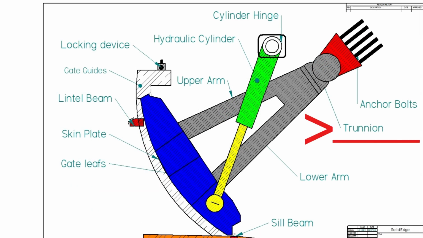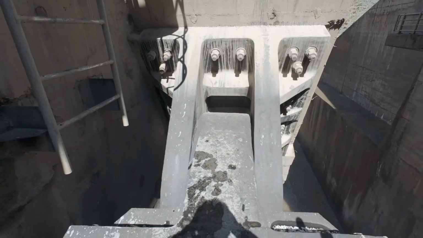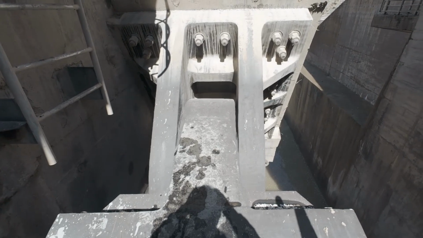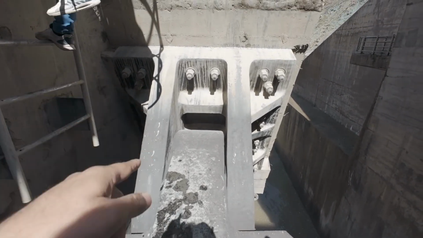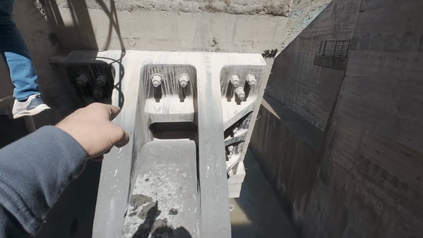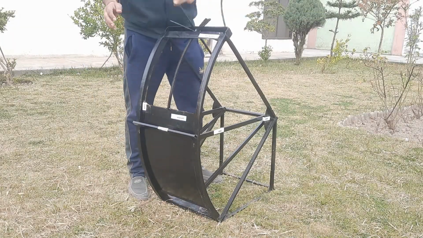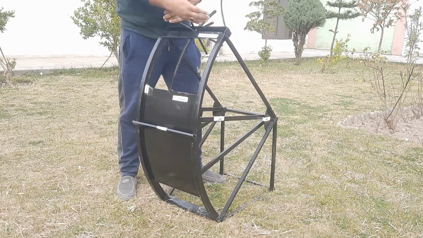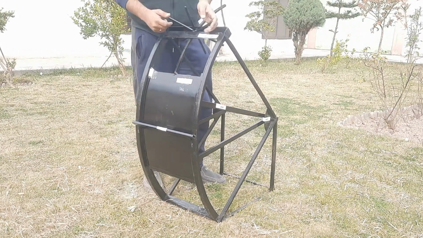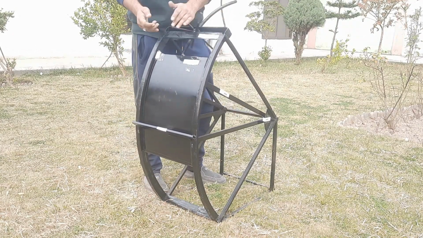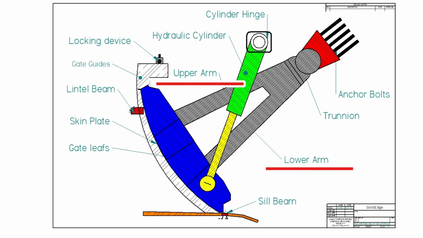2. Trunnion. The trunnion is the pivot point of the gate, similar to a door hinge, allowing the gate to rotate open or closed. So here we are standing on the radial gate. This is the trunnion. This piece right here is the trunnion. Watch as our mini model smoothly rotates around the trunnion while opening, just like a real radial gate in action.